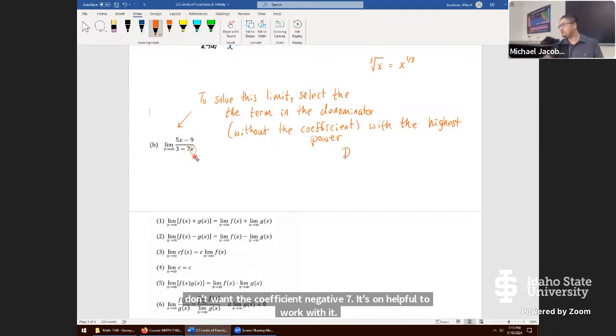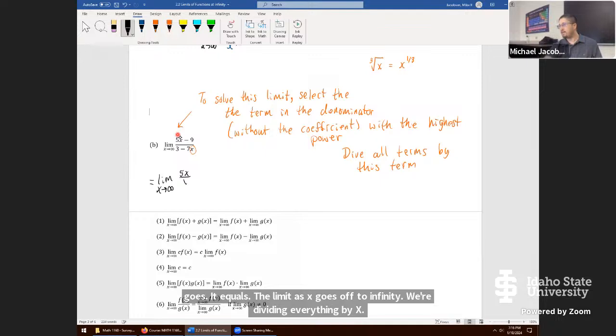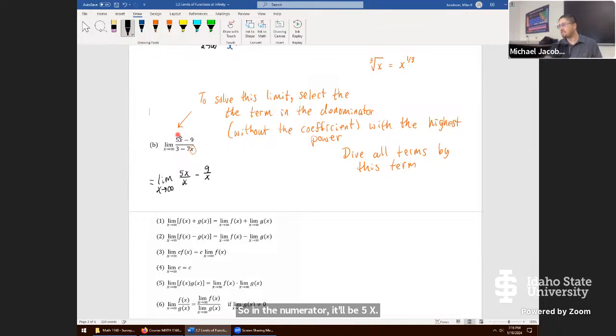We'll say next, divide all terms by this term. So if this x that's circled here by the red dot was power 3, we're going to divide all terms, numerator and denominator, by x cubed. It's just x, so we're dividing everything by just x in this problem. So here's where the problem starts. It equals the limit as x goes off to infinity. We're dividing everything by x. So in the numerator, it'll be 5x divided by x, minus 9 divided by x.